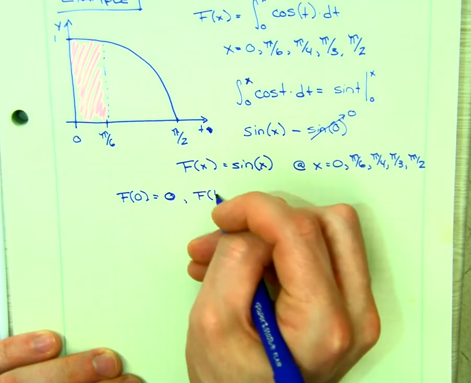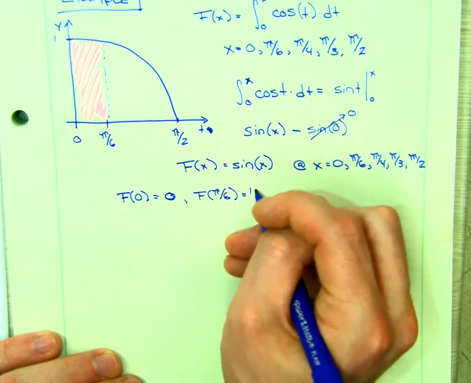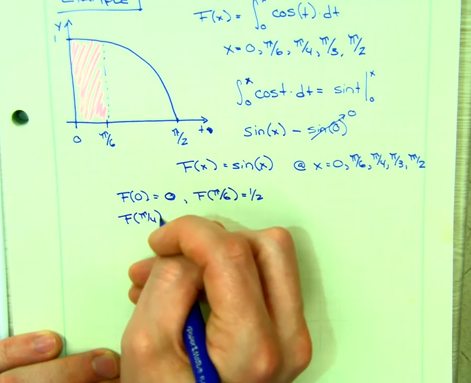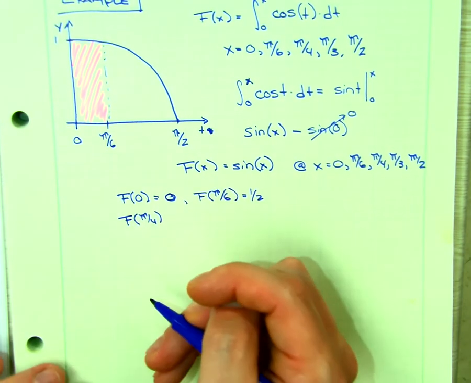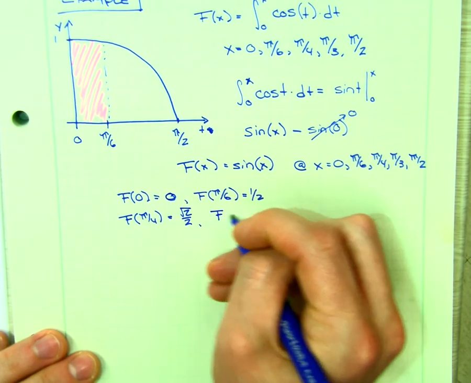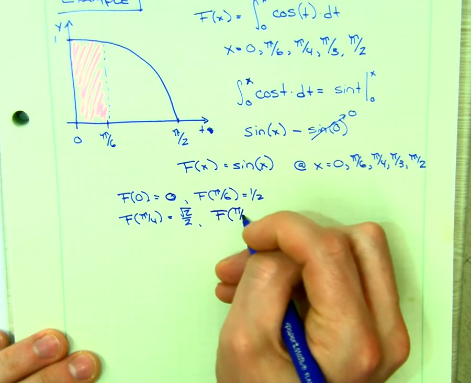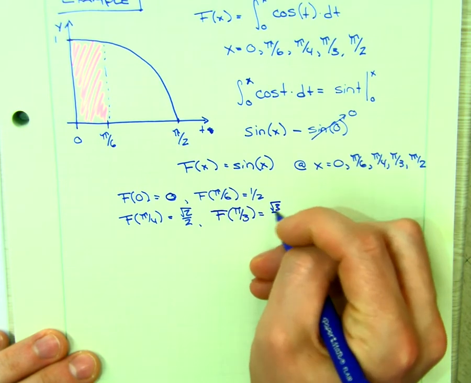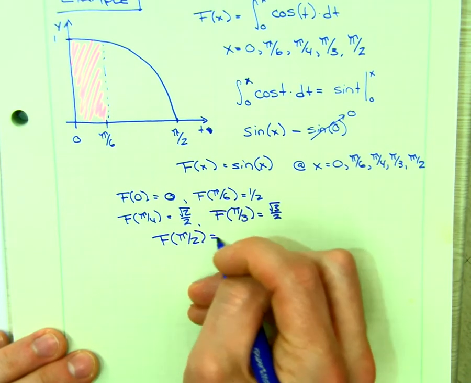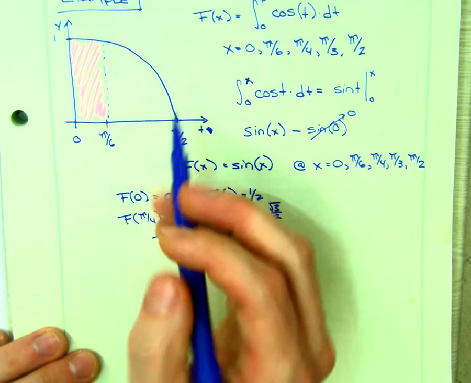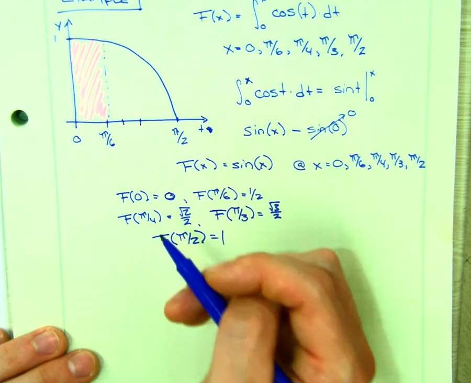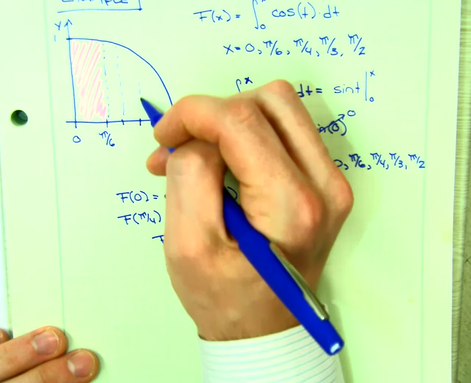And f of pi over 6 is going to be equal to 1/2, right? So the sine of pi over 6 is 1/2. F of pi over 4 is equal to root 2 over 2. F of pi over 3 is going to be equal to root 3 over 2. And finally, f of pi over 2 is going to be equal to 1. So we can see as I start marching outward here, so pi over 6, pi over 4, pi over 3, about there, and then pi over 2. So from each one of these intervals, I can see my area is getting bigger.